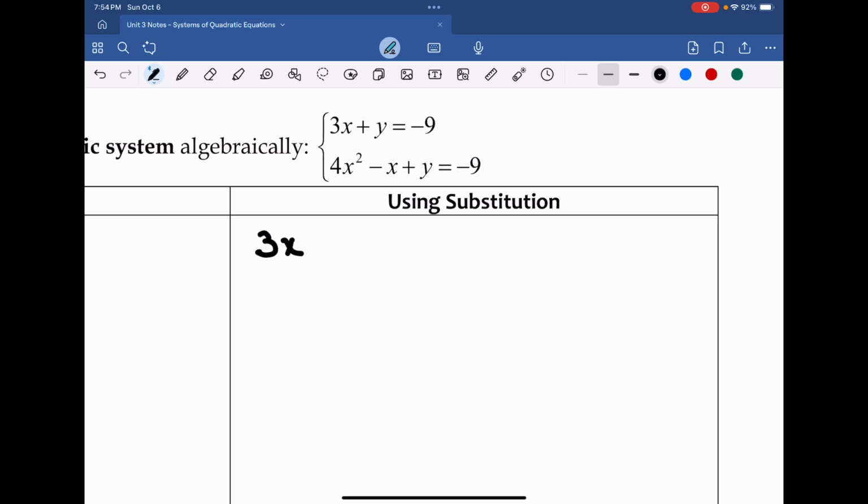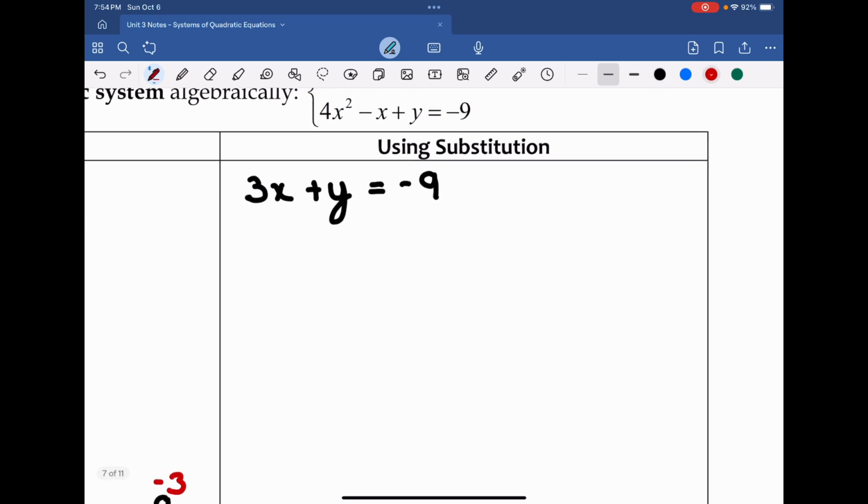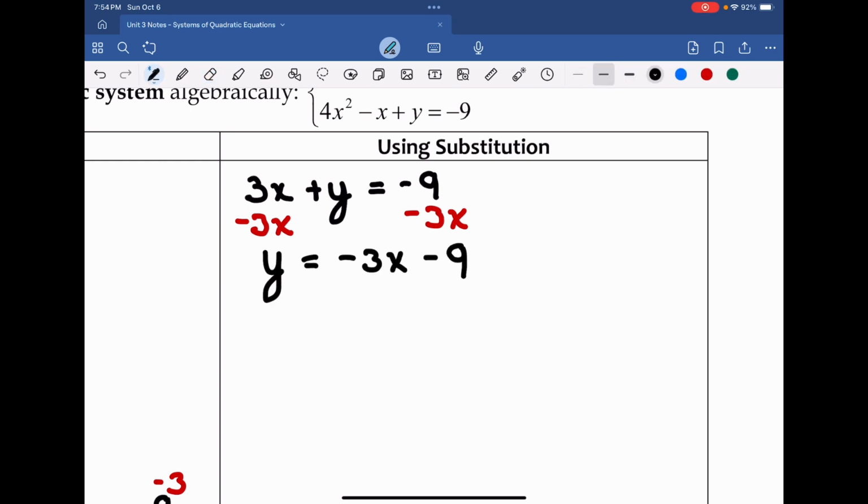I'm going to take this and rewrite it as 3x plus y is equal to -9. If I isolate for y, it must mean that I subtract 3x from both sides. So when I subtract 3x from both sides, I get y, and I'll just make that a touch neater there. y is equal to negative 3x minus 9. All right, we have a y isolated.